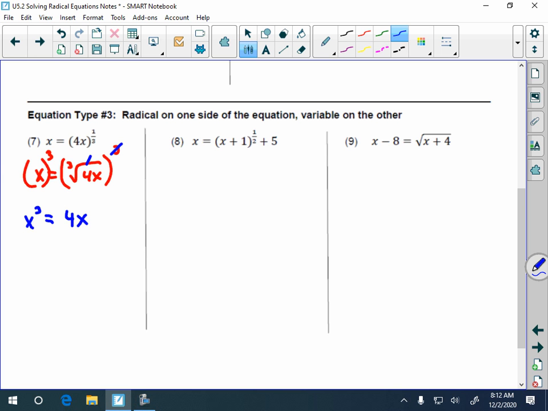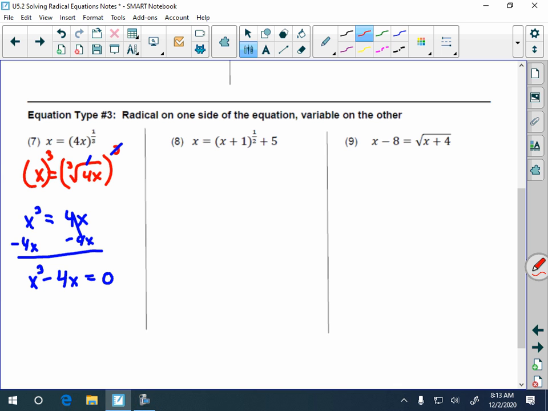So I get x to the 3rd equals, so this is going to cancel out. I just get 4x. All right, so what I have to do is get everything on the left side, because you can't just divide by x. You're not allowed to do that. But you can subtract the 4x over, get them on the same side. Subtract 4x. Can't combine them because they're unlike terms. But by putting them on the same side, I can use factoring.